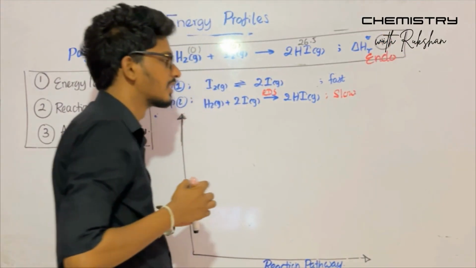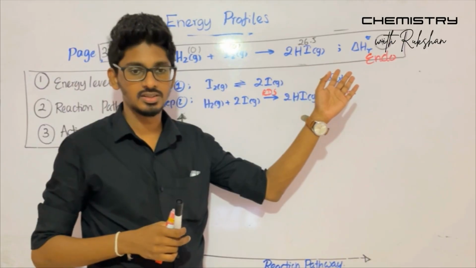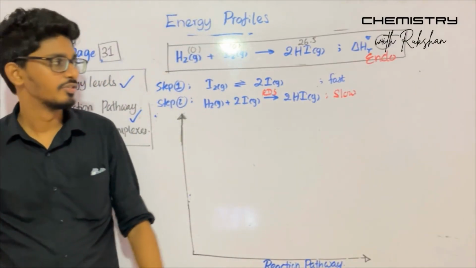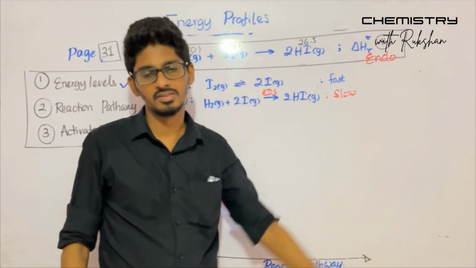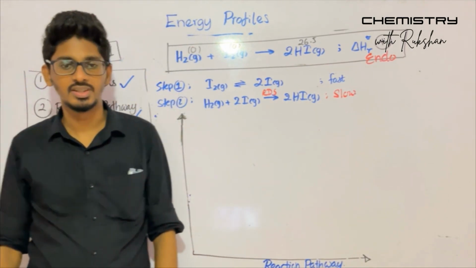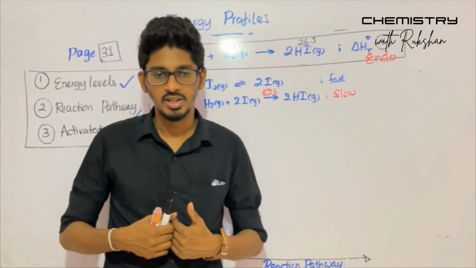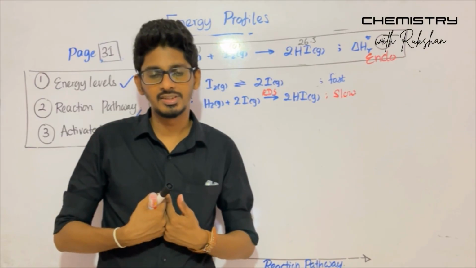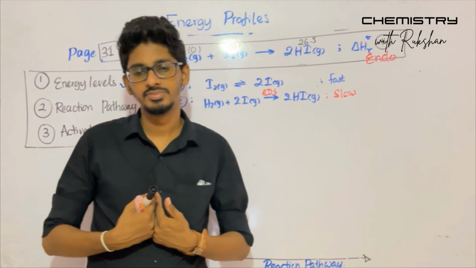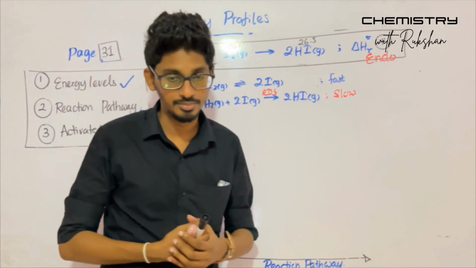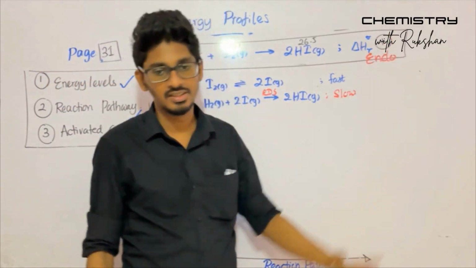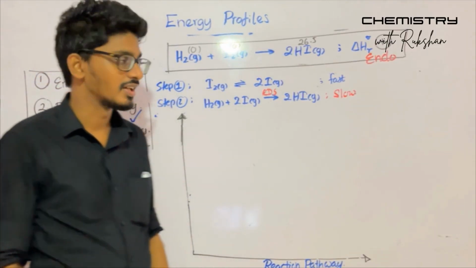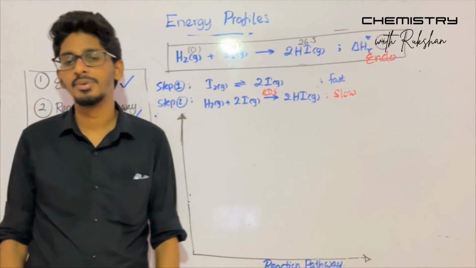The energy of the products is greater than the energy of the reactants. That is what endothermic means: a heat absorbing reaction. As heat is absorbed by the system, at the product state you have greater energy than the reactant. So that is how it looks according to the enthalpy values. So let's start drawing the energy profile.